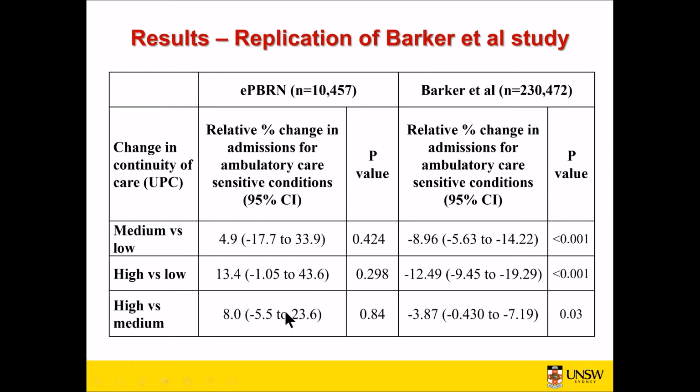But what I really want to highlight here is that we did find an opposite effect. As UPC increases, Barker et al. had hospital admissions decreasing, for medium to low, by 8.96%, whereas ours actually increased, by 4.9%. And here it's almost the reverse: ours increased by 13.4% and Barker et al. decreased by 12.49%.